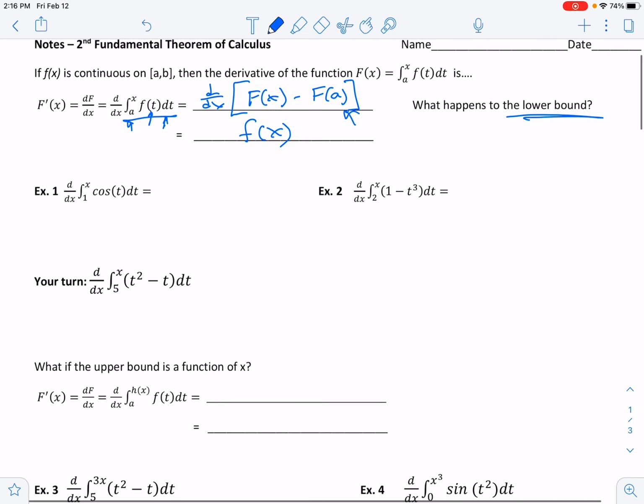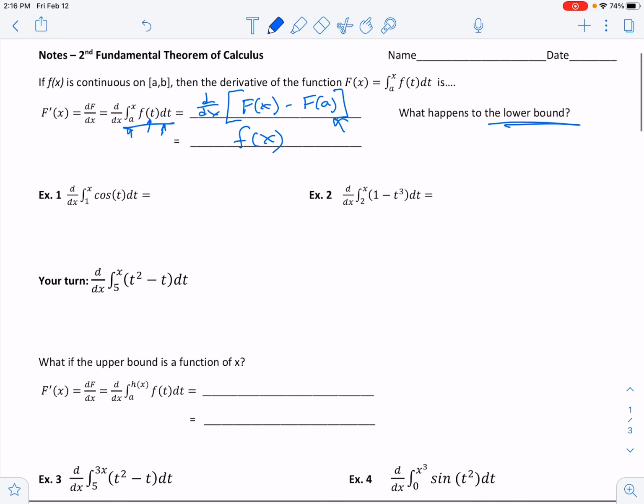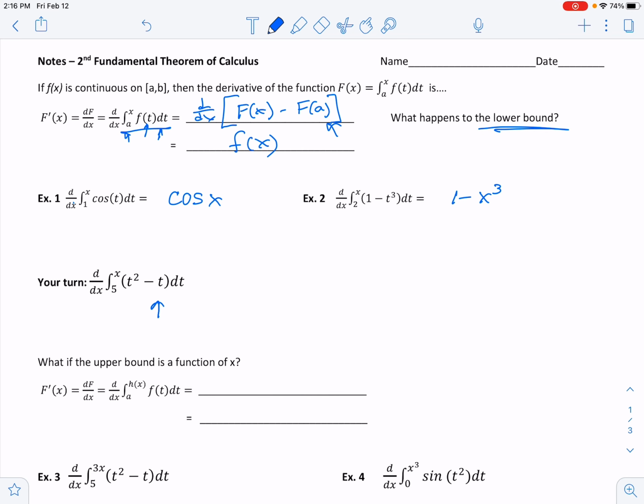You sick yet? Rolling up and down? You don't have to know your antiderivative or anything. I'm taking the derivative of that function, and the answer is cosine of x. There's no plus c, nothing. Your constant went away because the derivative of the constant is 0. Come over here, you get 1 minus x cubed. So what happens here? The answer is x squared minus x. And that's all there is to it.